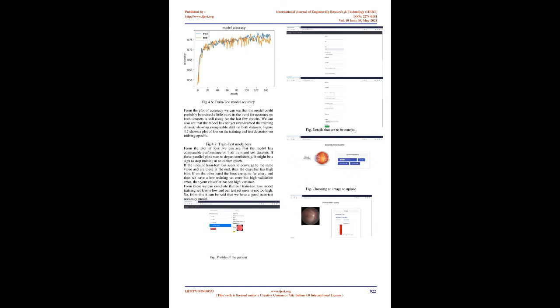Tools and technology requirements. Hardware requirements: CPU, physical memory 16 GB, GPU NVIDIA GeForce GT 620, RAM 8 GB. Software requirements: Python, OS 10, Django, Visual Studio.